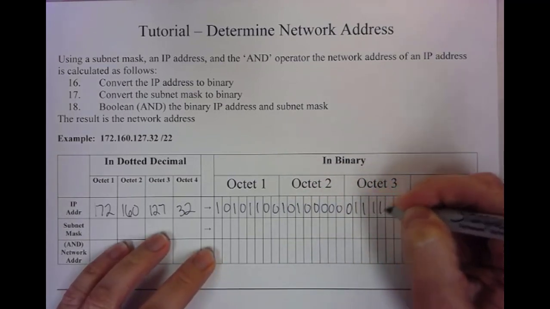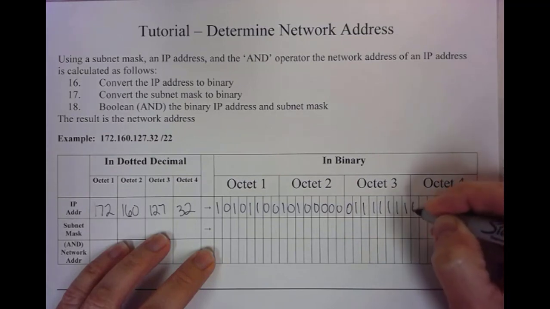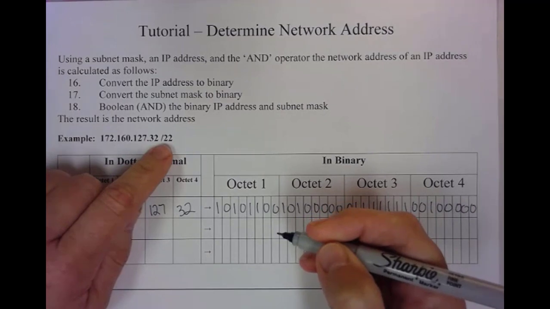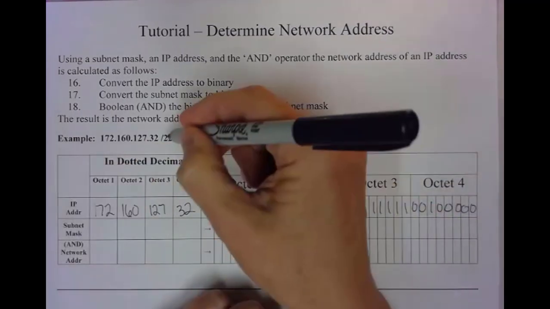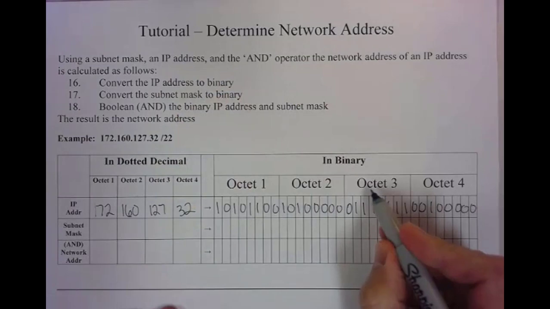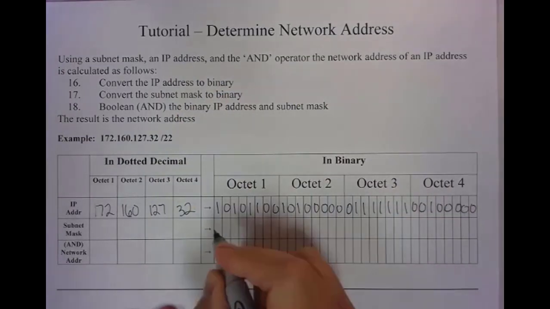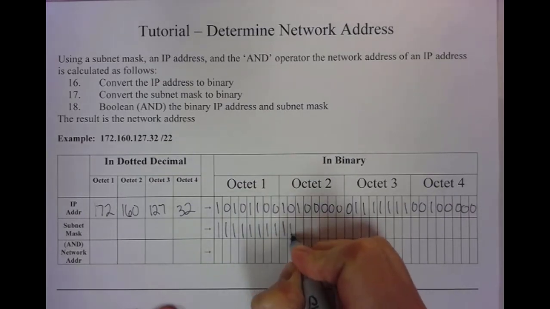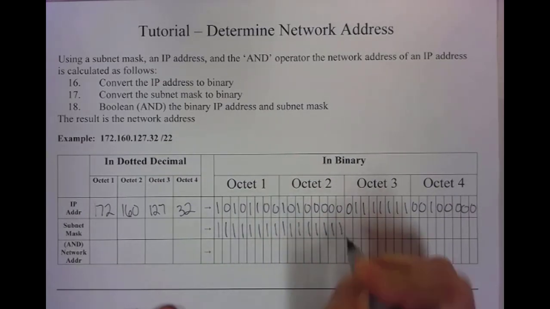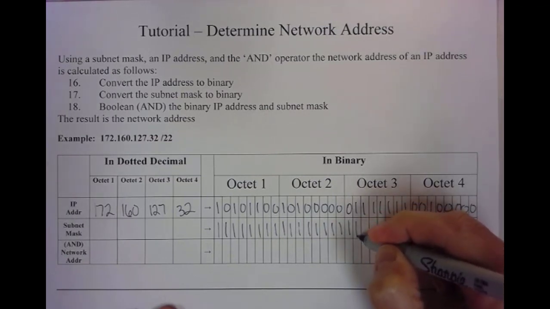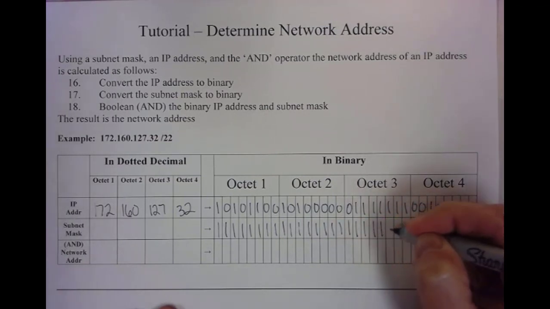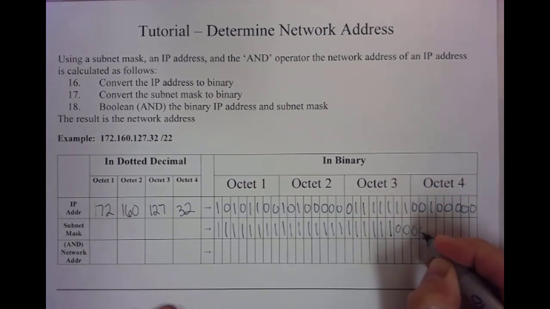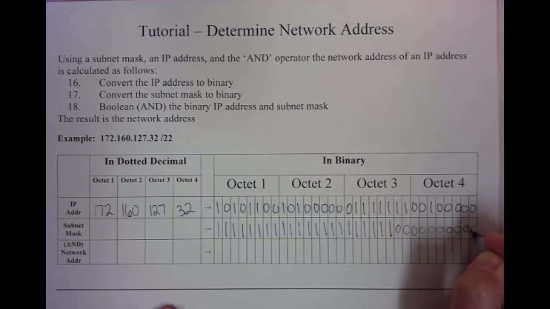127 and 32. The subnet mask is a slash 22, so I know that the last subnet mask bit is going to end up in the third octet. I know the first octet, those are all on, 8 bits are on, 16 bits, 17, 18, 19, 20, 21, 22 are on, and 23 and 24 are off, and everything in the fourth octet is off.